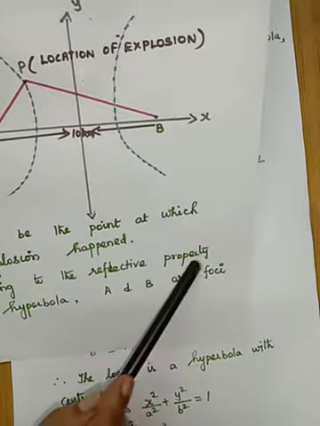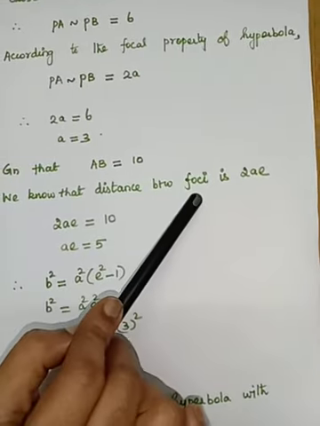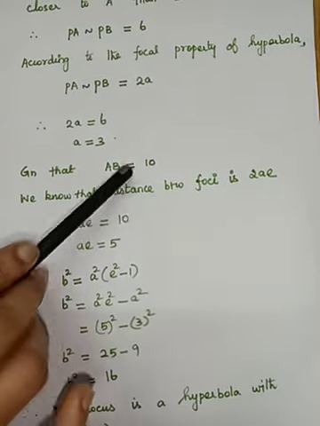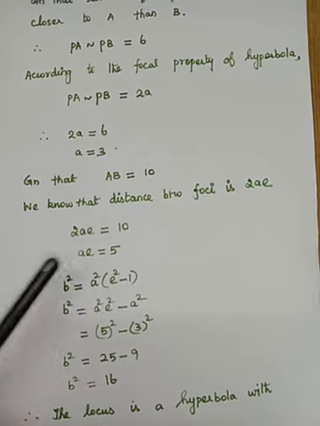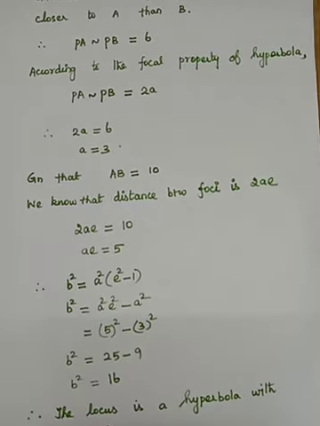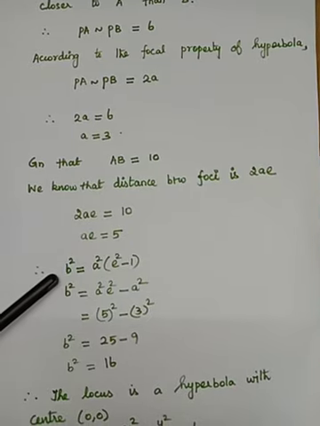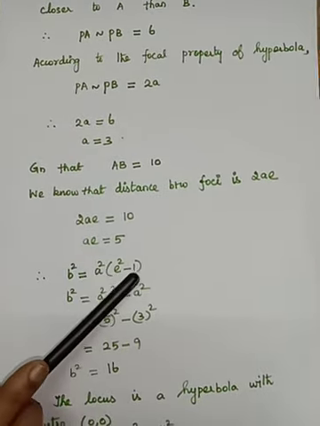A and B are nothing but the foci. So what is the distance between the foci? That is equal to 2ae. So 2ae is equal to 10, so ae is equal to 5. We have already determined it is a hyperbola, so we have to find b squared using the formula a squared times (e squared minus 1).